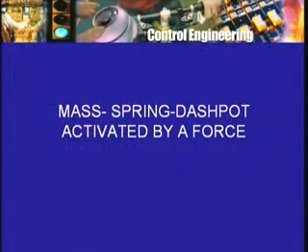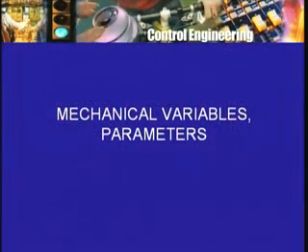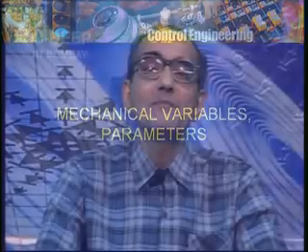For example, there may be a mechanical system consisting of what is called a mass, a spring, and a dashpot being activated by some force. So you have a purely mechanical system, and the variables of interest or relevance are mechanical variables: position, velocity, acceleration, force. The parameters that one talks about are mechanical: mass, stiffness of the spring, the coefficient of friction or viscosity of the dashpot. So something mechanical. So here is a mechanical system.